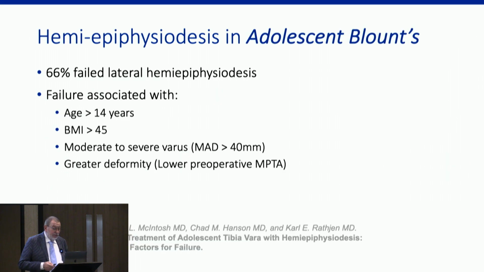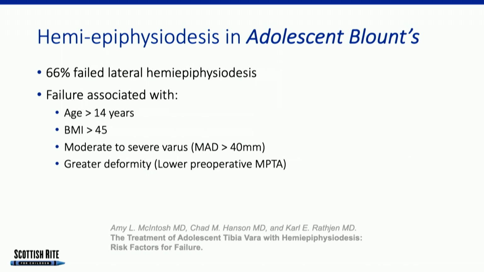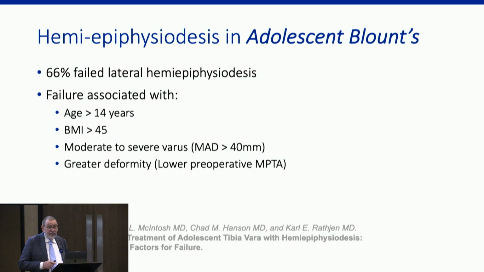And if you go back to adolescent Blount's, this is a publication from our institution, and 66% of them, according to the patients reviewed at Scottish Rite Hospital, fail lateral hemiepiphysiodesis. It's not surprising because this is usually a later developed disease and there's not so much growth left. And not surprisingly, the failure is associated with age more than 14. Again, for boys, it's basically less than 2 years of growth left. For girls, sorry, it's done completely.